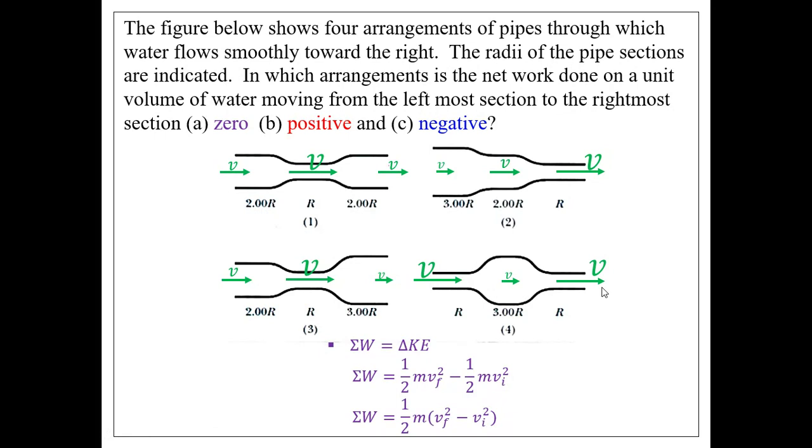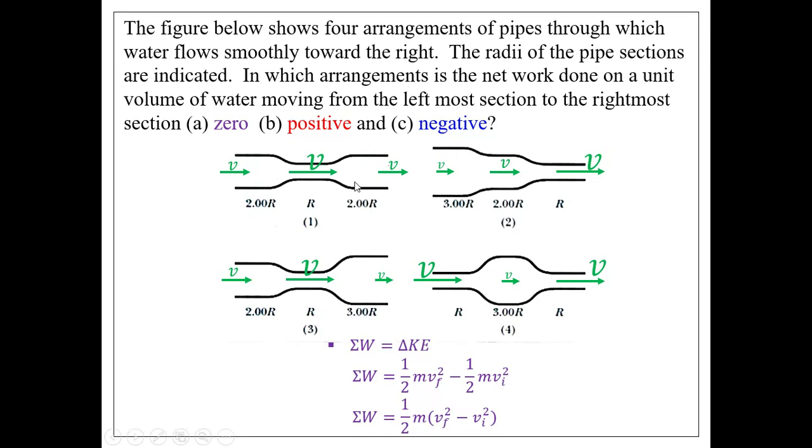So let's go ahead and answer this question. The first one says, what is the net work done? Which pipe will generate 0 work? In order to generate 0 work, you have to have the same velocity in and the same velocity out, because we're dealing with the same volume here.